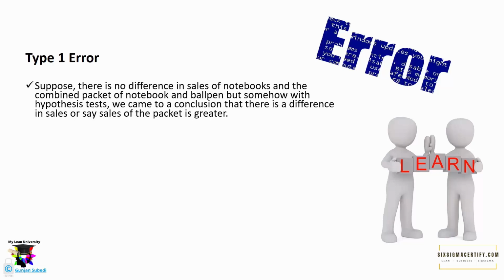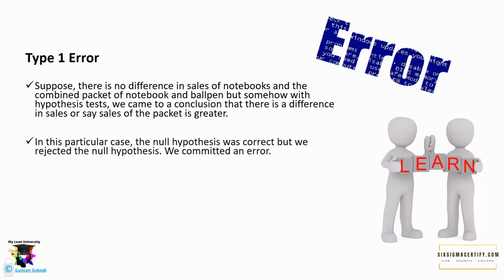Suppose in reality there was no difference in the sales of notebook and the combined packet of notebook and ballpen, but somehow with hypothesis test, Jack and Jill, or say we, came to a conclusion that there is a difference in the sales, or say sales of either the notebook or the combined packet of notebook and ballpen is greater. In this particular case, the null hypothesis was correct. But suppose we rejected the null hypothesis. So we committed an error. Type 1 error is the error when we reject the null hypothesis even when it is true.